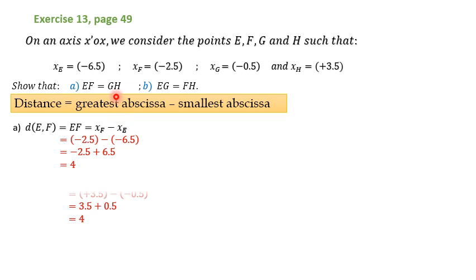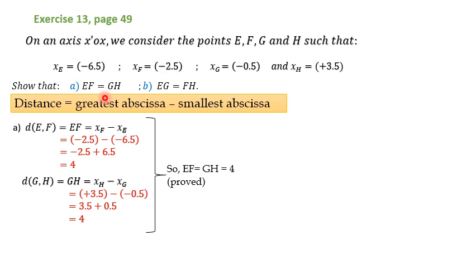What about GH? It's XH minus XG, I'm sorry. Why? Because simply the positive number is always greater than the negative number, and we say it's the greatest abscissa minus the smallest abscissa. So it's plus 3.5 minus 0.5. Again, minus minus, same sign, I replace them by a plus. 3.5 plus 0.5 equals 4. Here you have that EF equals 4 and GH equals 4, so I can say that I proved that EF equals GH. Okay, now part B.